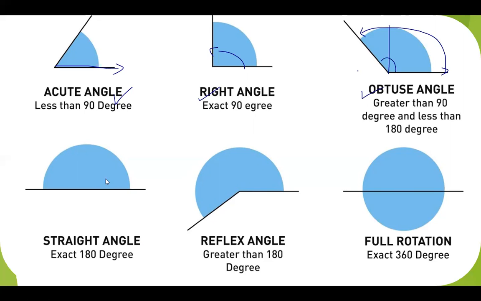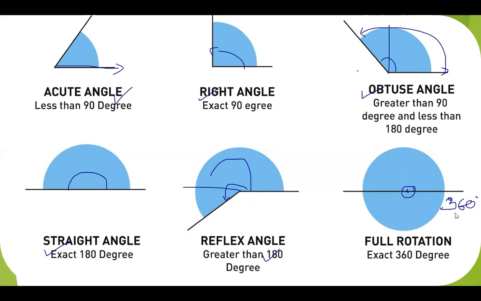If the angle is exactly 180 degrees, then you will call it a straight angle. If the angle is more than 180 degrees, then that angle is called a reflex angle. And if the circle makes one complete rotation, one full rotation, then the angle formed here is 2 pi radians, or in degrees, 360 degrees.